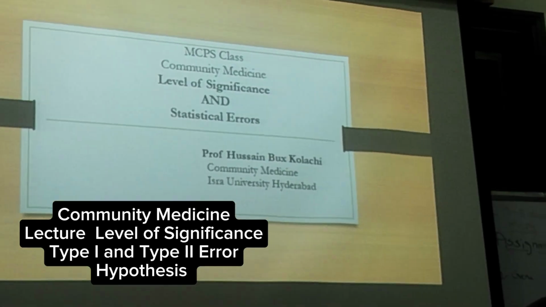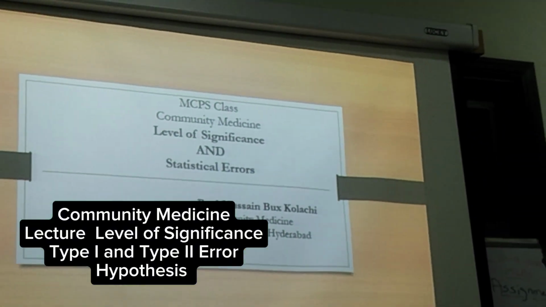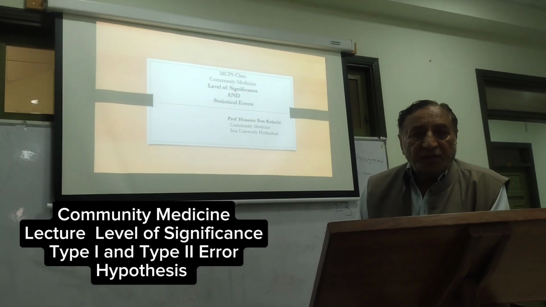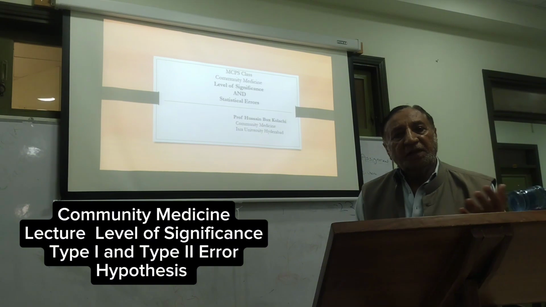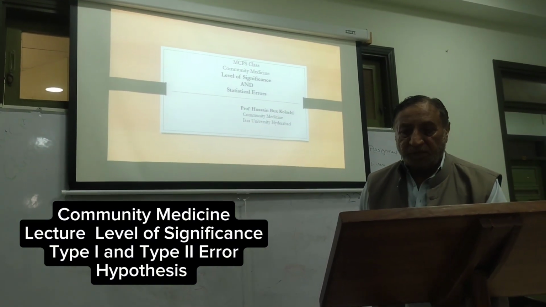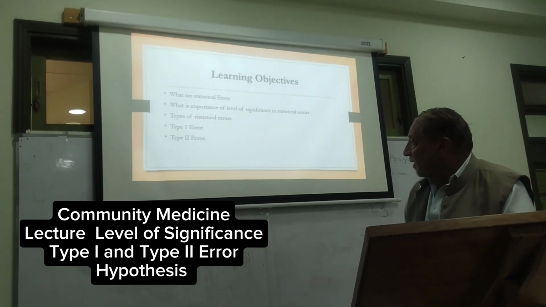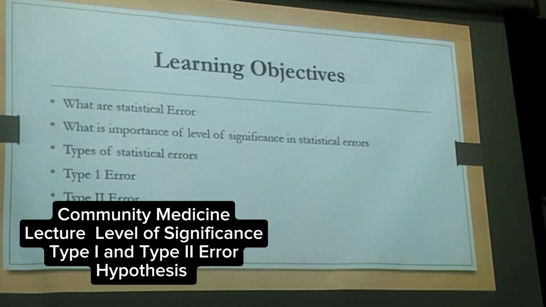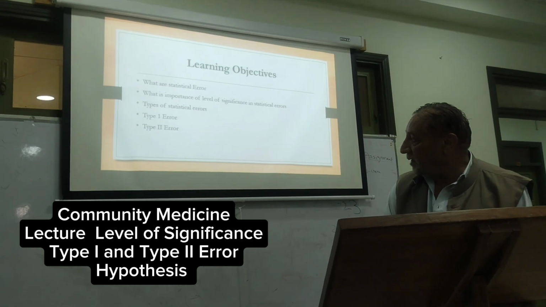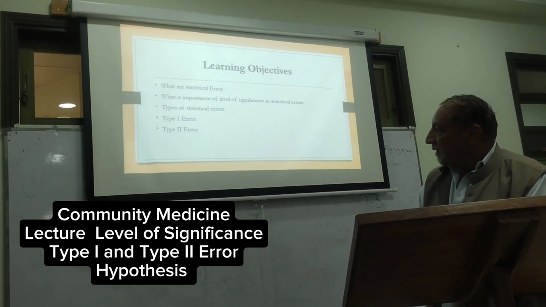We are in the community medicine lecture, and we will discuss the level of significance or test of significance and testing of hypothesis, as well as type 1 and type 2 errors, parametric and non-parametric tests, and a little bit of an overview of all these topics. Next please. These are the learning objectives: what the statistical errors are, what is the importance of the statistical errors, type 1 error, type 2 error, and even type 3 and 4, but we will not discuss those. Next please.